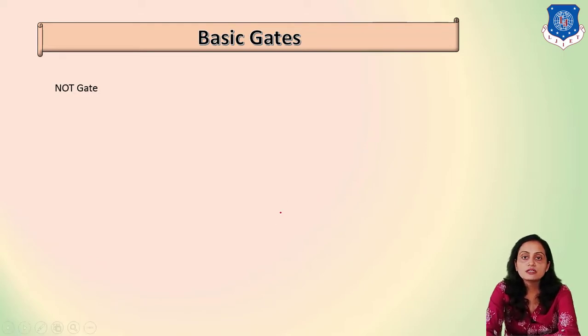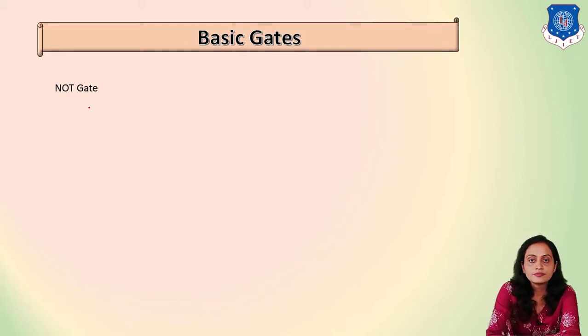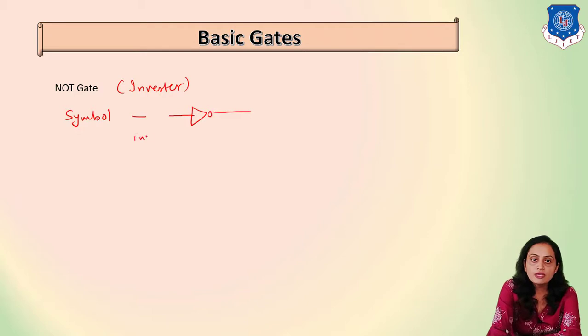Now let us begin with the basic gate, that is the NOT gate. So NOT gate, first we will see its symbol. Symbol of the NOT gate is like this, and this is also referred to as an inverter. NOT gate, another name is inverter. Let's say we are applying input A and we are taking output Y, then Y is equal to A bar, that is not of this input A.